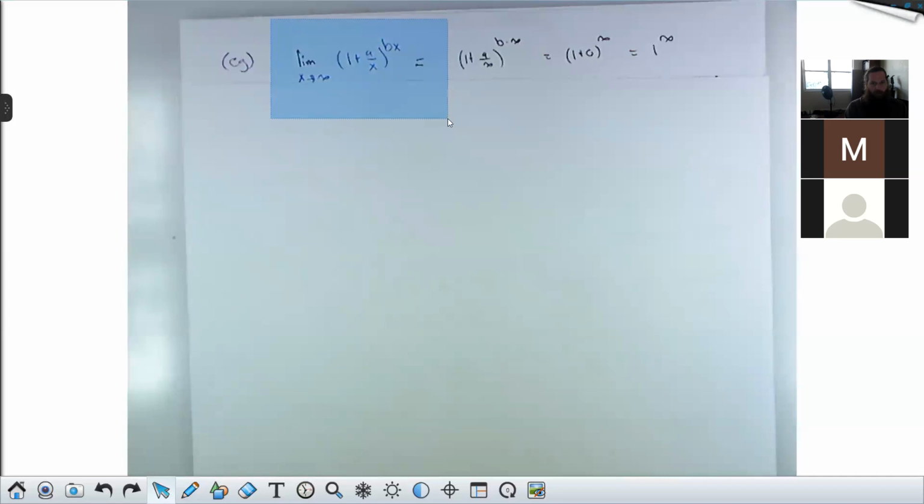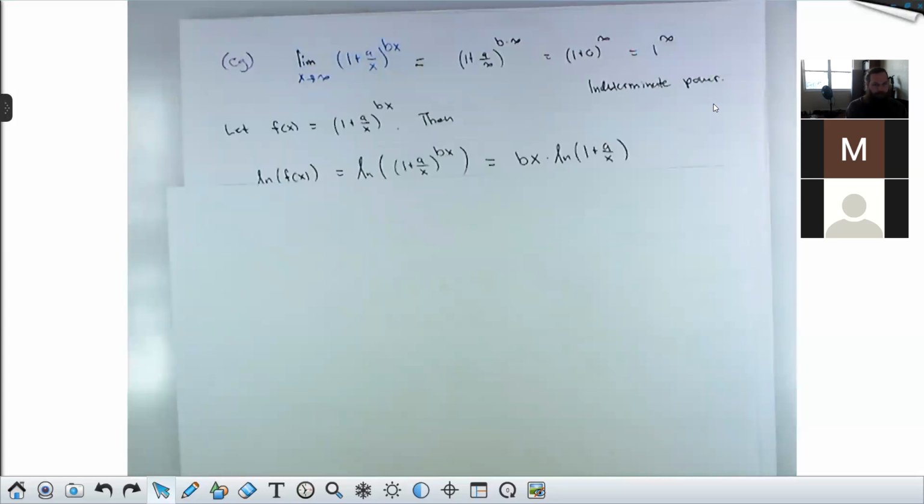So at the start, I go, okay, well, let's just plug in infinity and see what I get. Oh no, it looks like 1 to the infinity. I don't know what that is. That's an indeterminate power, and I know what to do with indeterminate powers. I take the log. So I'm going to say, okay, this is my function, the thing I'm trying to take the limit of. I'll call that f of x. Because I got an indeterminate power, I know to take the natural log. So f of x is this, which means that the natural log of f of x is this.